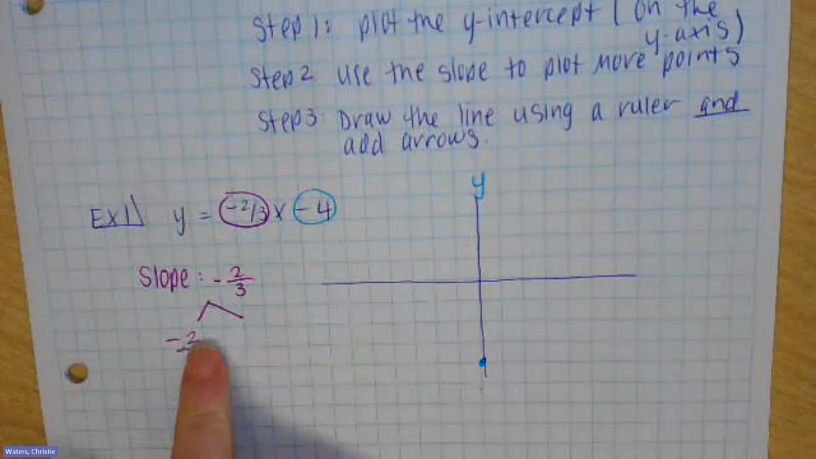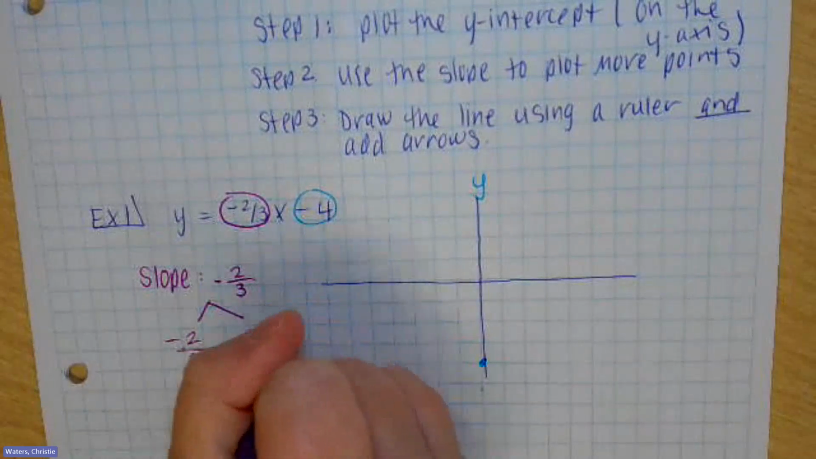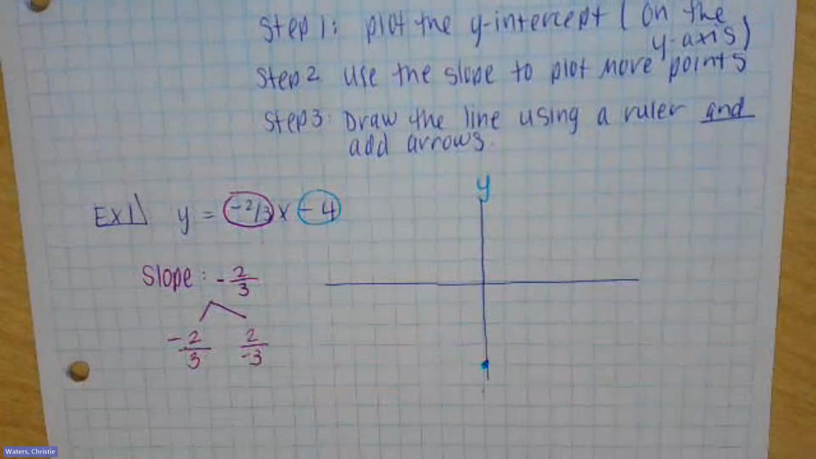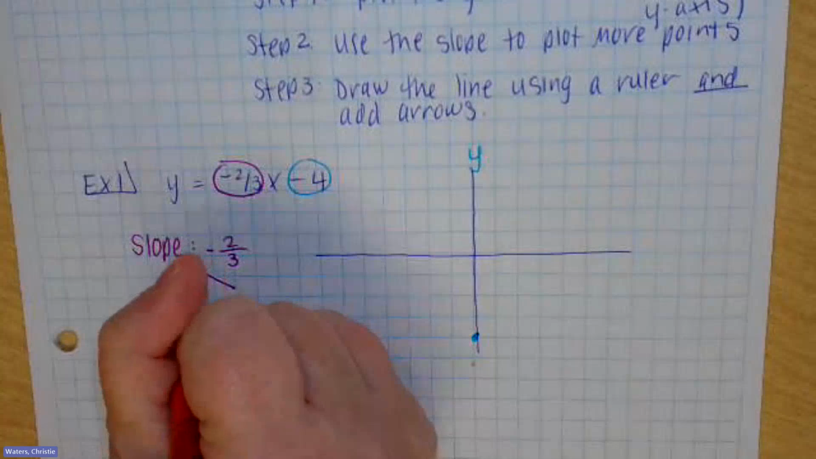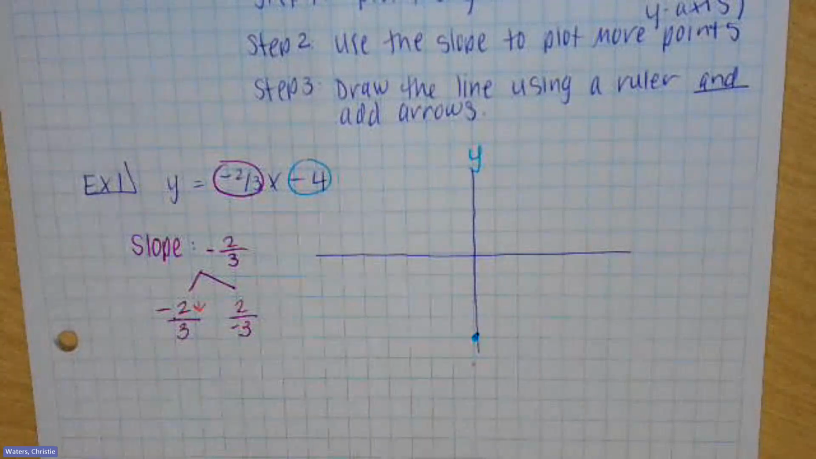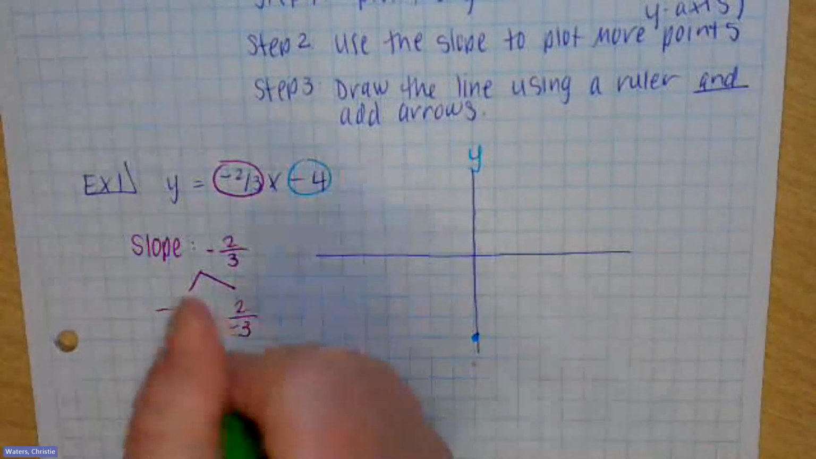So I can put the negative on the 2, or I can put the negative on the 3. Okay, those are the same slopes. Now, if it's on the 2, that means we are going to go down 2, and then we are going to go left 3. I mean, right 3, my mistake.